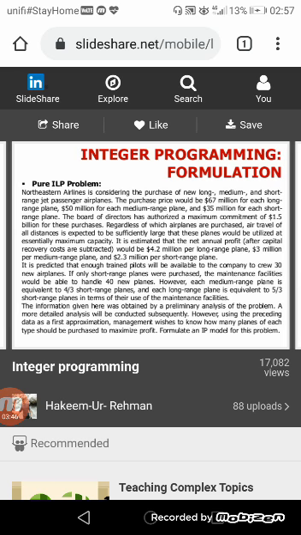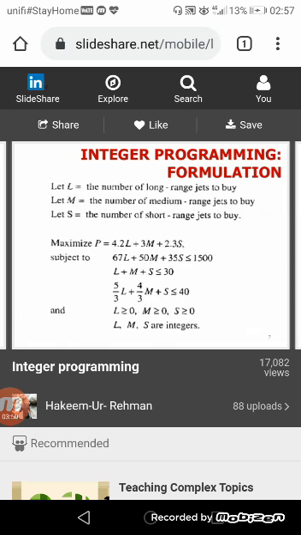Now, this is another example on the pure integer linear programming problem, and this is the mathematical modeling. As you can see, the last constraint mentions that LMS, in this case a variable, must be integer in the optimal solution or final solution.